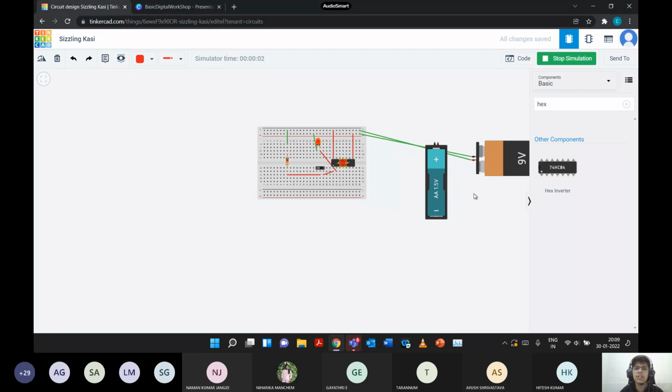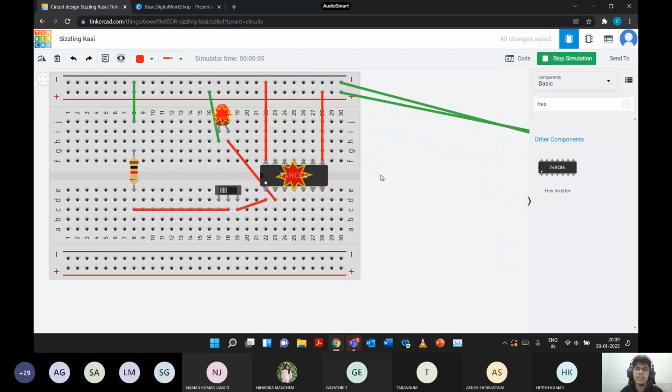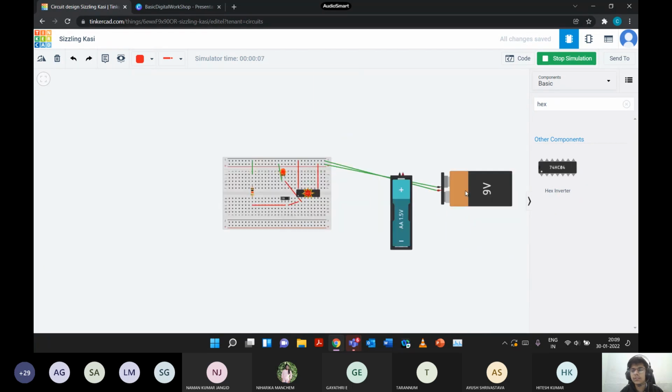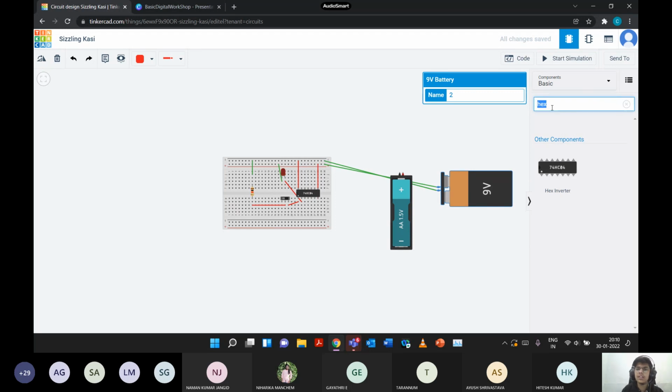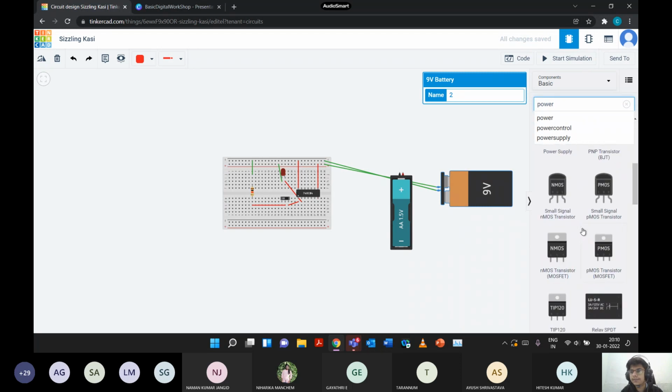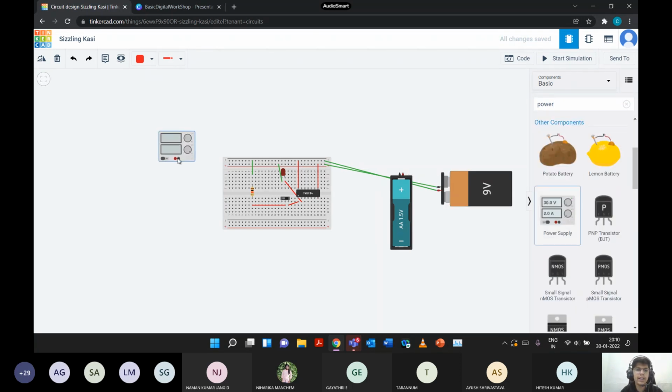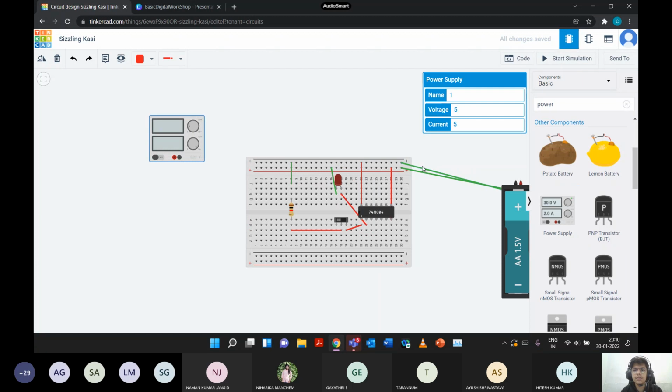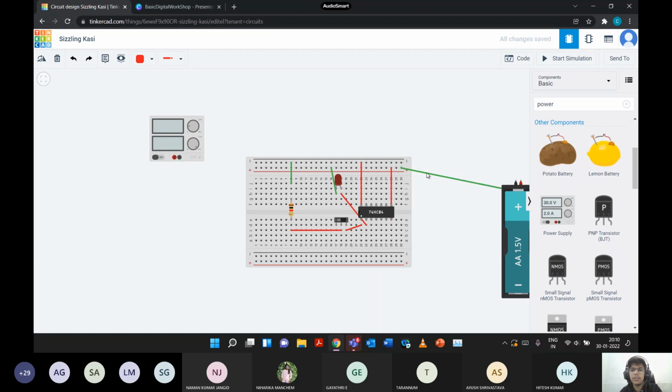So now you can see most of my components are burst out because the voltage of the battery is very high. So instead of changing many battery components, I'll just add a power supply. You have already learned about power supply. I'll add this one so that I can change the applied power whenever I want according to our needs. This one here, and this goes here. So I'll start the simulation.